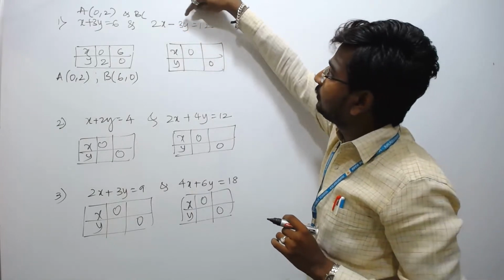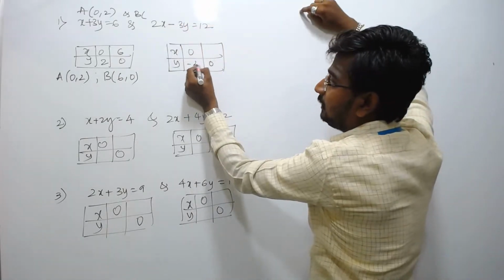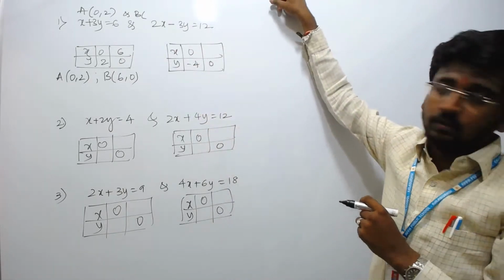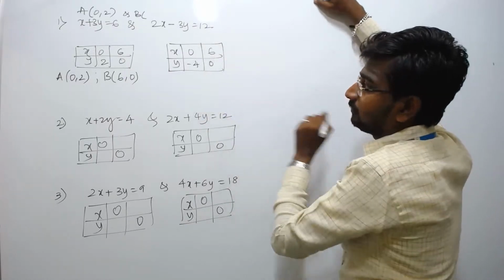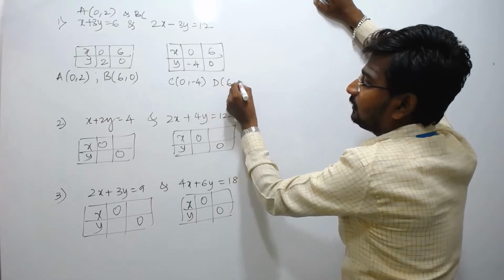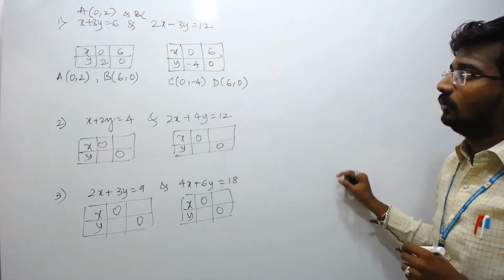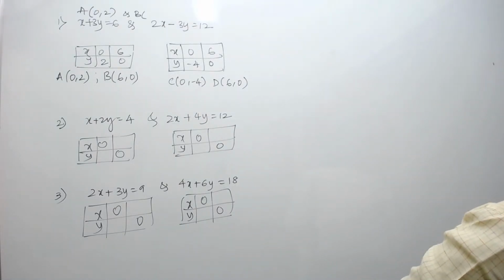Next, when x is 0, minus 3y equal to 12. Be careful, minus sign, so y is minus 4. When y value is 0, 2 ones are 2, 2 sixes are 12, so x is 6. So point C is (0, minus 4), point D is (6, 0). So the first line is done now.